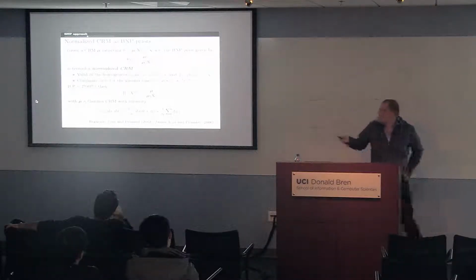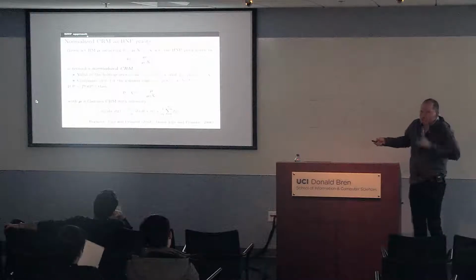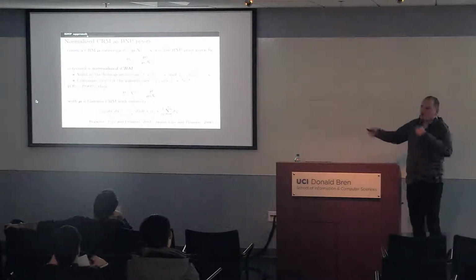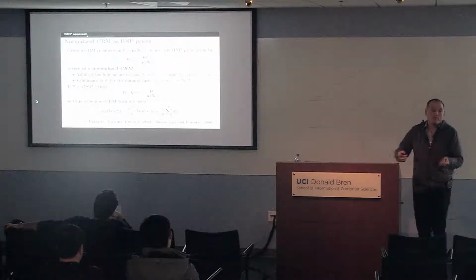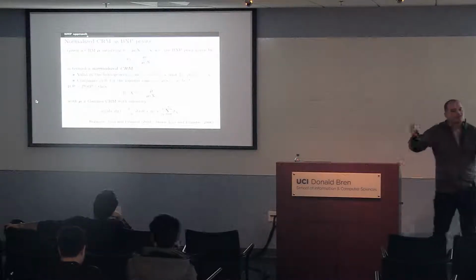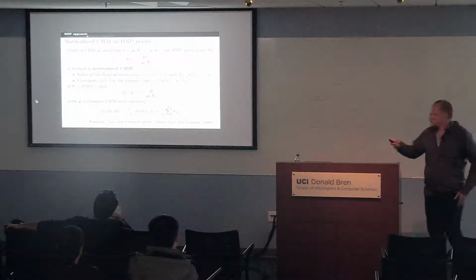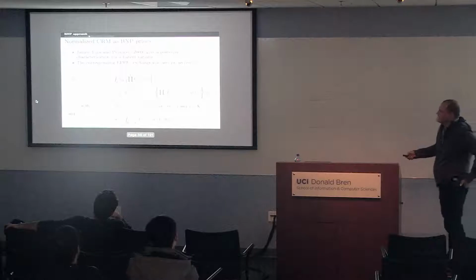But the point that I want you to grasp here is normalization comes with a cost. The cost is I lose the nice property of complete randomness or independent increments on this process, if you want to think in the real line.